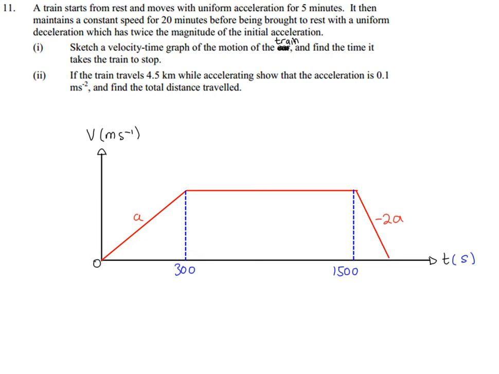And the train travels 4.5 kilometers or 4,500 meters. We're using SI units here. That was during the acceleration stage of its motion. So the area here is 4,500. Yeah, that's the distance traveled.